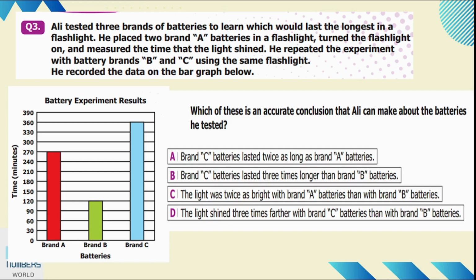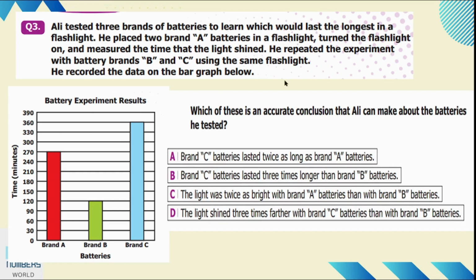Question number 3. Ali tested 3 brands of batteries to learn which would last the longest in the flashlight. He placed 2 brand A batteries in a flashlight, turned the flashlight on and measured the time the light shined. He repeated the experiment with battery brands B and C using the same flashlight. He recorded the data on the bar graph below. Which of these is an accurate conclusion that Ali can make about the batteries he tested?